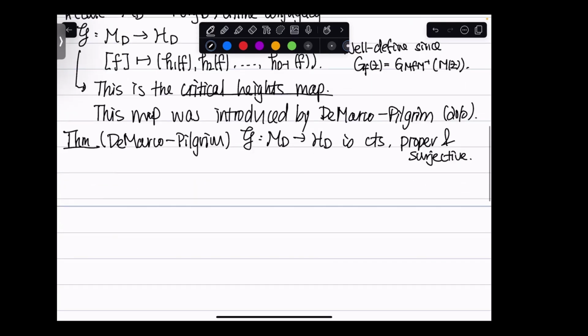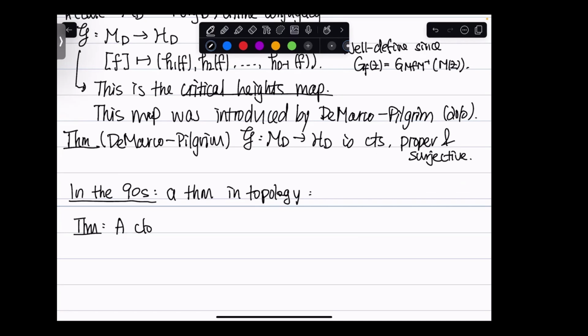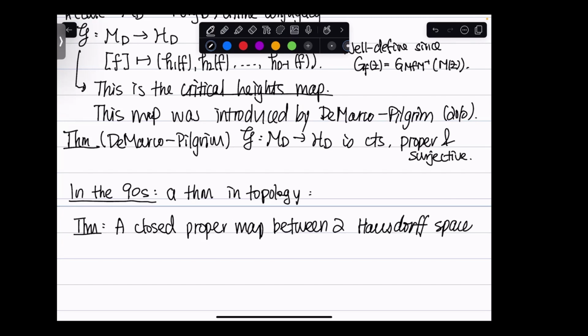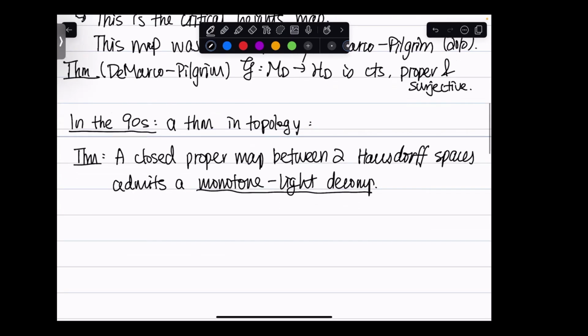Okay, so this is their theorem, and in the 90s, especially for topologists, there was a theorem in topology which states that a closed proper map between two Hausdorff spaces admits a monotone light decomposition. I will define what the monotone light decomposition is, but let me just say a few words about the theorem.